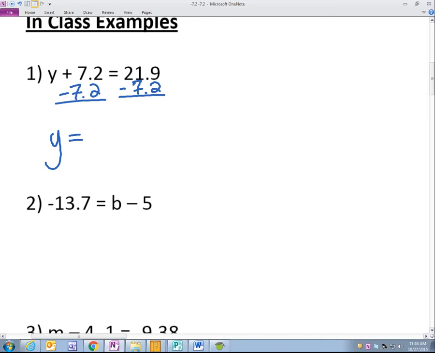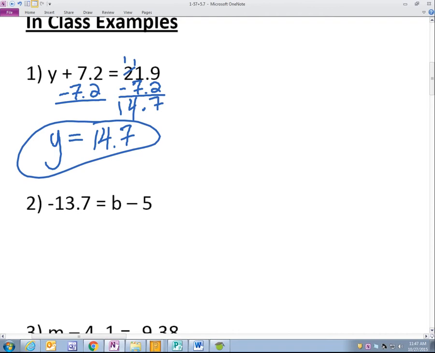I have to keep the subtraction property of equality correct, so I'm going to subtract 7.2 from this side, which would leave 7, 1, 4, and it's going to be a positive 14.7. And I can double check myself by going back in: 14.7 plus 7.2. And I do have what it was, which is 21.9.